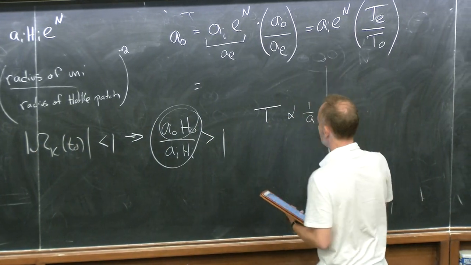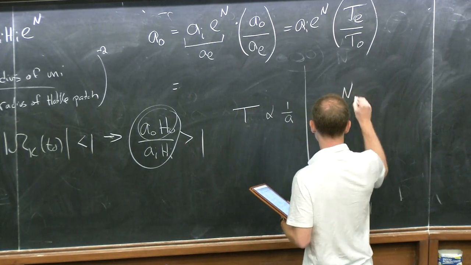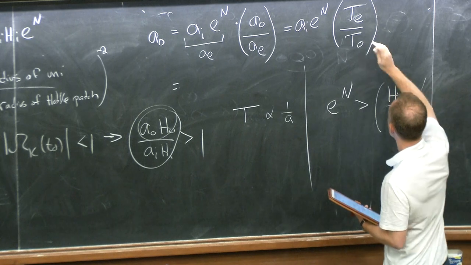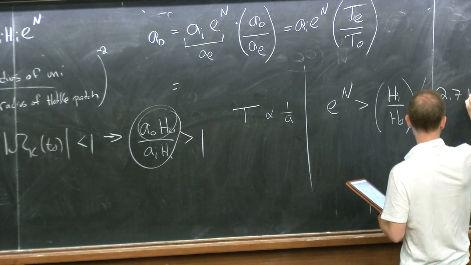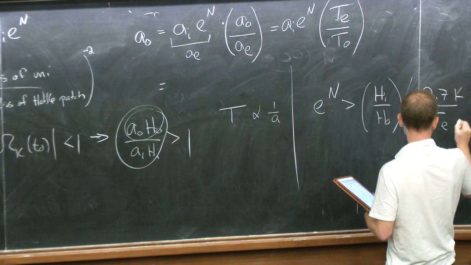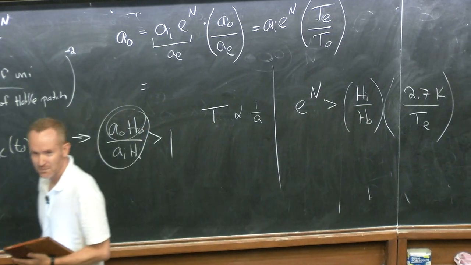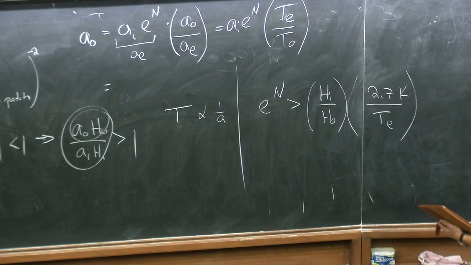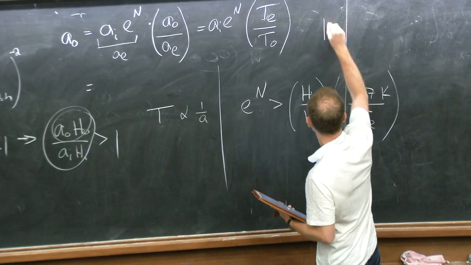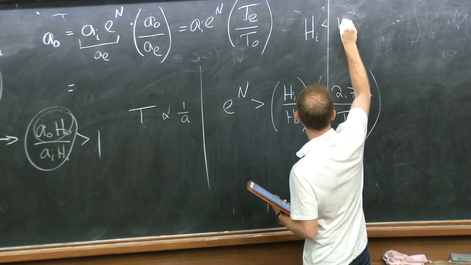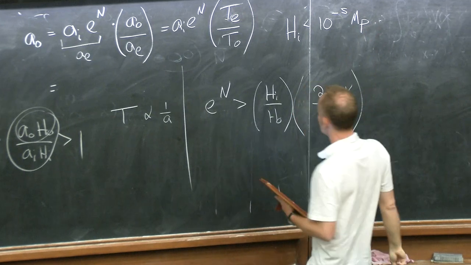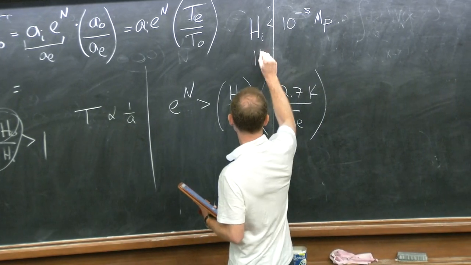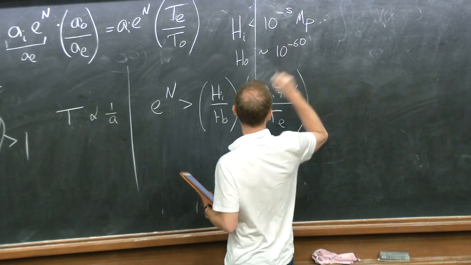And so using that, and just plugging into here, I find that e to the N should be greater than H inflation over H now times T now, which is 2.7 degrees Kelvin, the temperature of the CMB, divided by T at the end of inflation. Now, how big is this right-hand side? Well, we know observationally, for reasons that I'll hopefully get to by the end of this lecture, that H inflation must be less than about 10 to the minus 5 times M Planck. If inflation happened, it must have had an H less than this. H naught is about 10 to the minus 60 times M Planck.